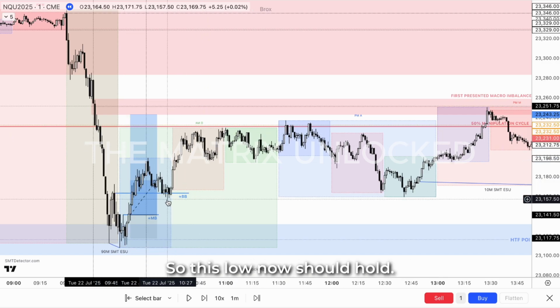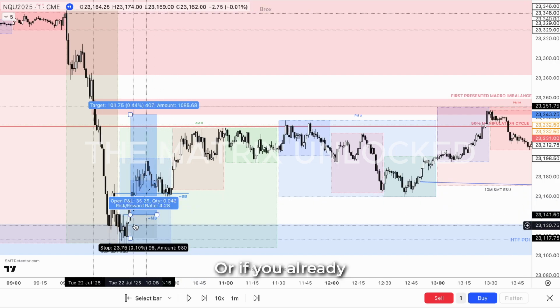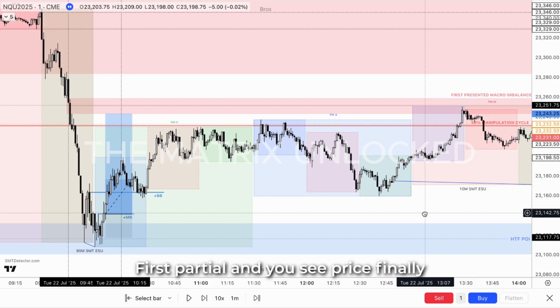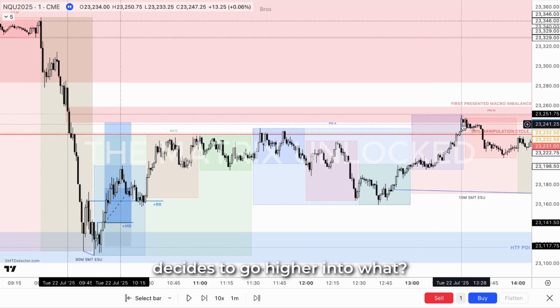So this low now should hold. So you can put your stop here, or if you already entered here, no problem, you're protected. First partial, and you see price finally decides to go higher into what?